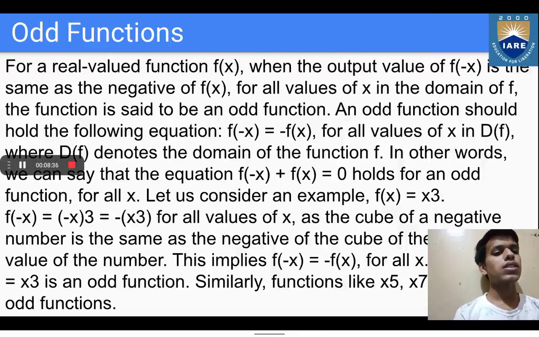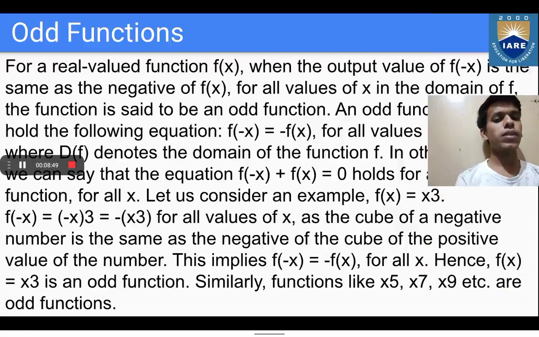For example, let us consider f of x equal to x cube. So if we replace x by minus x, we will get minus x cube for all values of x, as the cube of a negative number is the same as the negative of the cube of the positive number. So this implies f of minus x equal to minus f of x for all x. Hence f of x equal to x cube is an odd function. Similarly, functions like x power 5, x power 7, x power 9, etc. are odd functions. That means x to the power of an odd number is also an odd function.